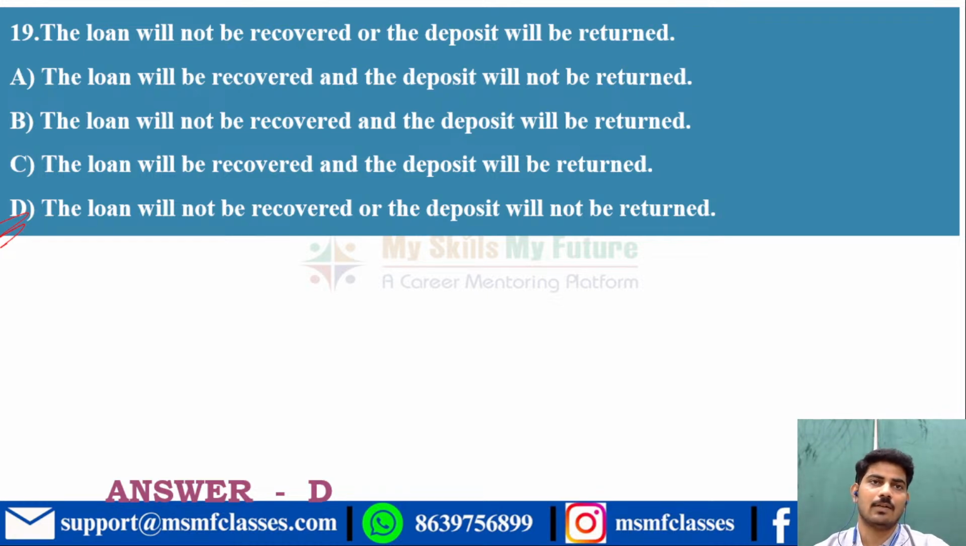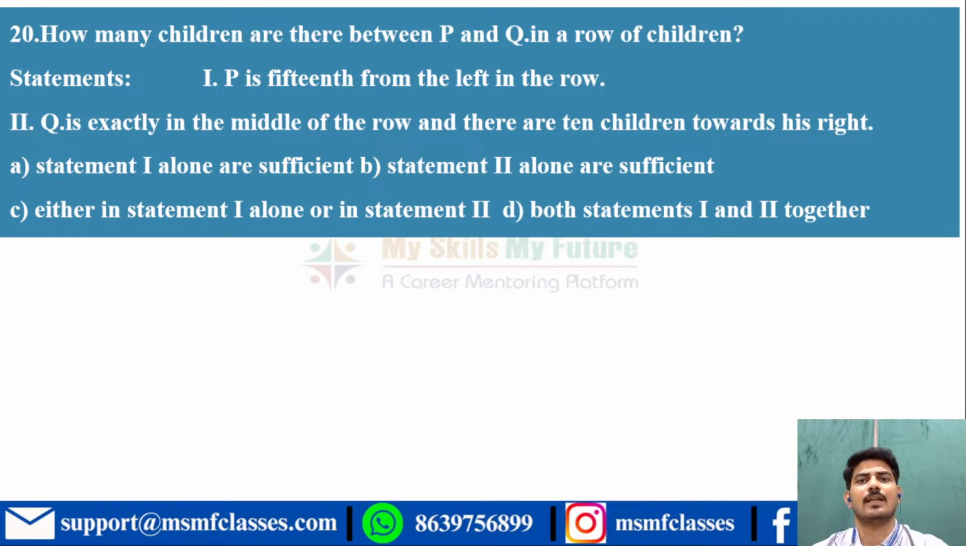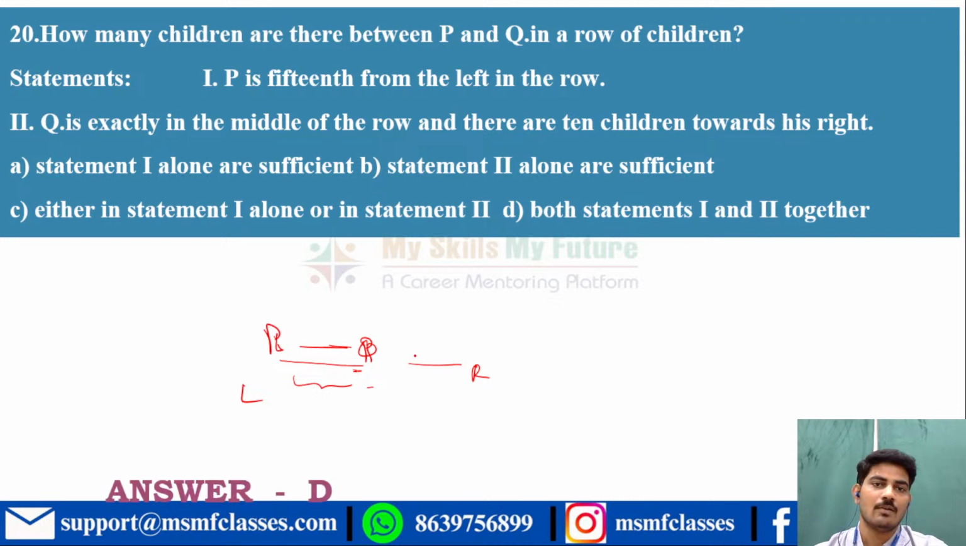And the last question under today's session: how many children are there between P and Q in a row of children? What he gave in the statement: P is 15th from the left hand of a row. Suppose I take a row of children, this is the left hand and this is the right hand. He is 15th from the left. Next, Q is exactly in the middle of a row, and there are 10 children towards the right. In order to solve this one, we need both statement 1 and statement 2 combined, then only will we get the answer.